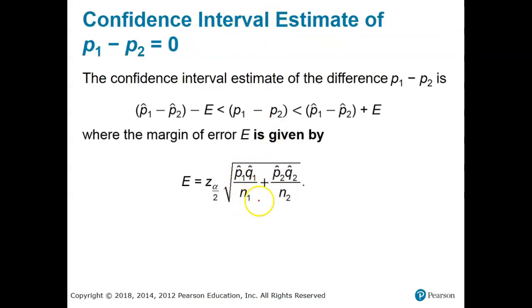Our margin of error is pretty complicated here. The one thing I want to point out for the confidence interval is that in this center part, instead of having a p, we have the difference between these. So p sub 1 minus p sub 2, that's what we're going to have put in the middle.